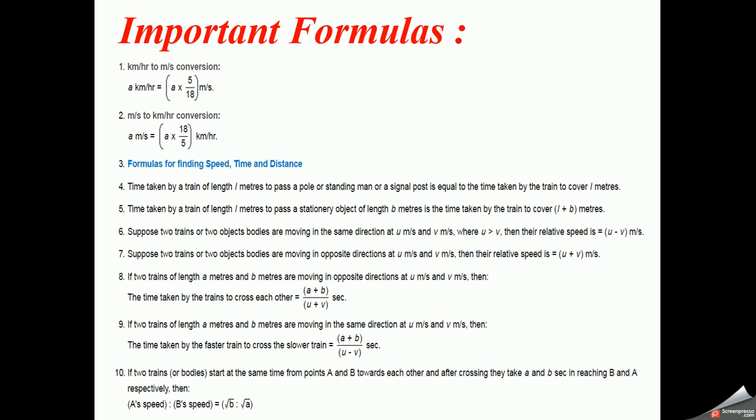As well as that, there are some important formulas for finding speed, distance and time. You just have to simply apply the formula: speed is equal to distance upon time. So read this formula carefully and understand it. Let's begin with the first problem.